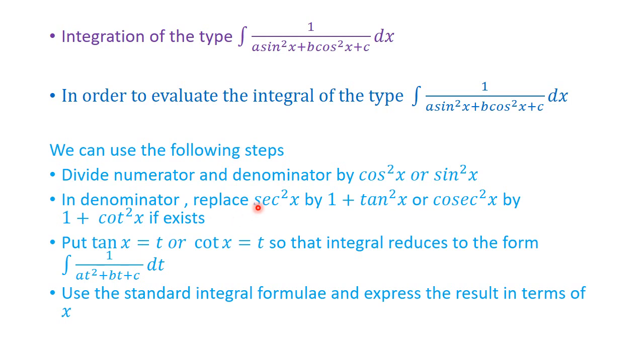Therefore, in the denominator replace sec square x by 1 plus tan square x, or cosec square x by 1 plus cot square x. Then put tan x equal to t, or if you have made another substitution, put cot x equal to t, so that the integral reduces to our earlier form, that is the integration of 1 by at square plus bt plus c into dt, isn't it? And then using the standard results, you will have the required answer.